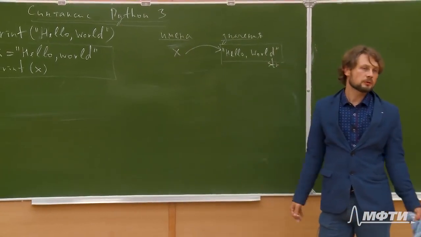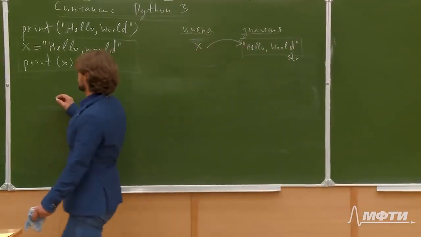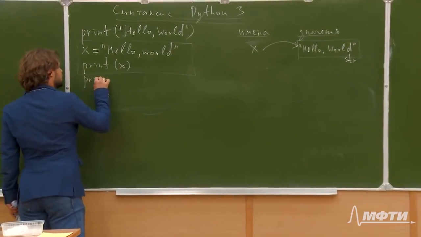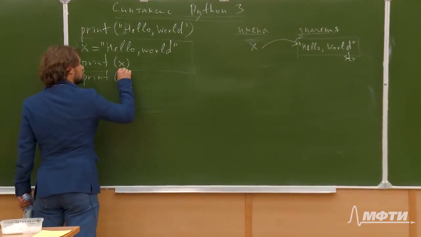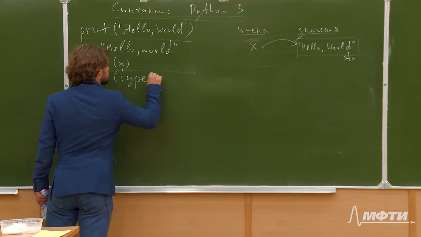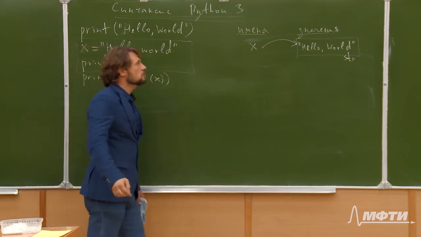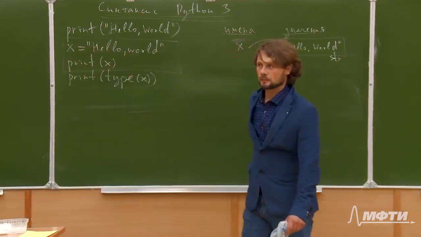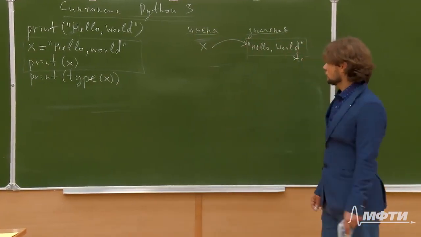Type the word type. I can take and ask what type this object is: print type X. Why do I need to give objects names? The fact is that Python does not clog up its memory.